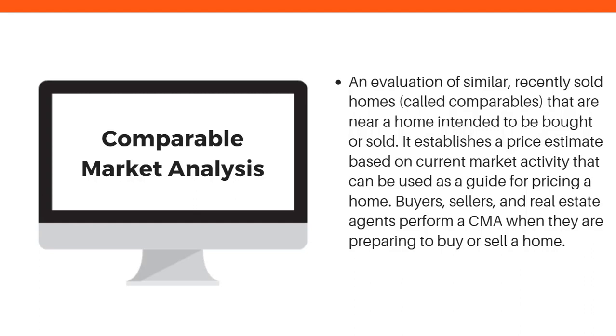Because if you're seeing other 3-bedroom, 2-bath homes, just like your home that's a 3-bedroom, 2-bath home, and similar square footage, similar age, similar condition, then if they all sold for around $140,000 to $150,000, then your home should probably sell for $140,000 to $150,000, just based on doing a comparable market analysis.